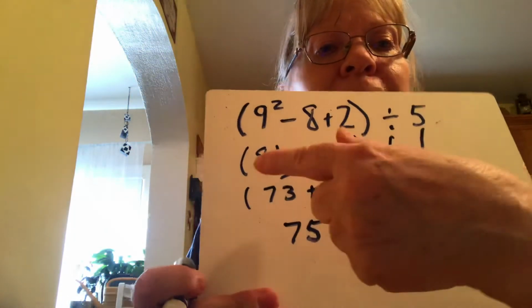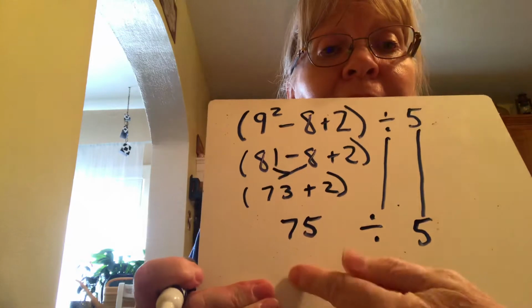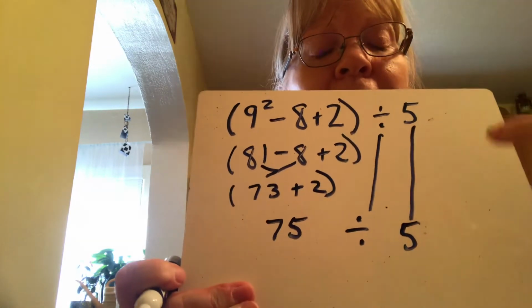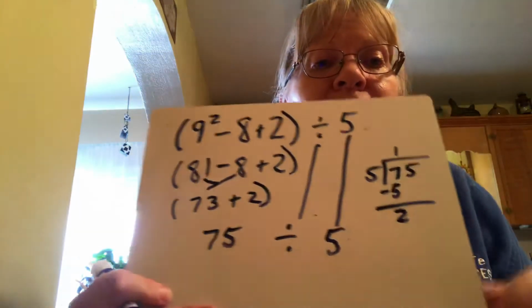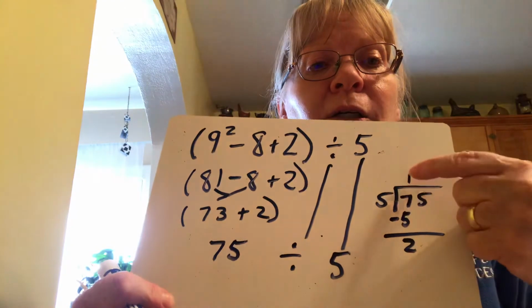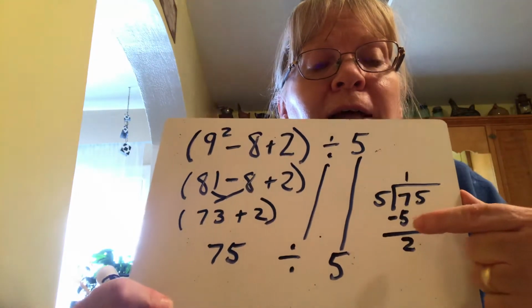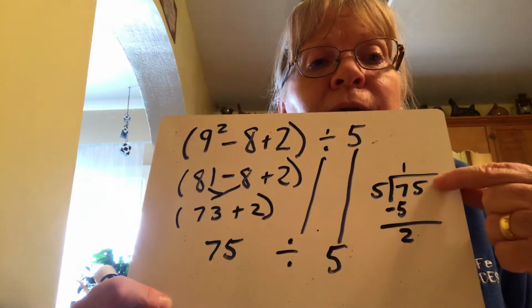So I figured out everything in the parentheses. It's 75. The division comes down, the 5 comes down. 75 divided by 5. So let's do it. 5 goes into 7 one time. So we put down our 5 and we subtract. 7 minus 5 is 2. 1 times 5 is 5. Subtract, we get 2. Now I'm going to bring the 5 down.